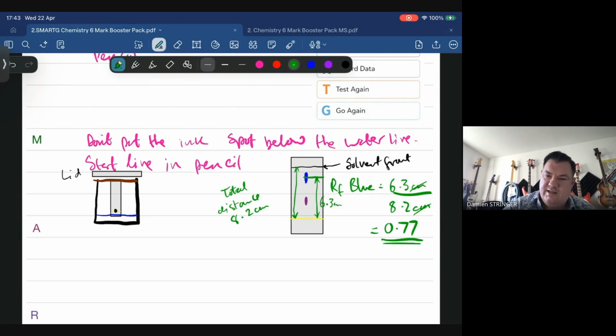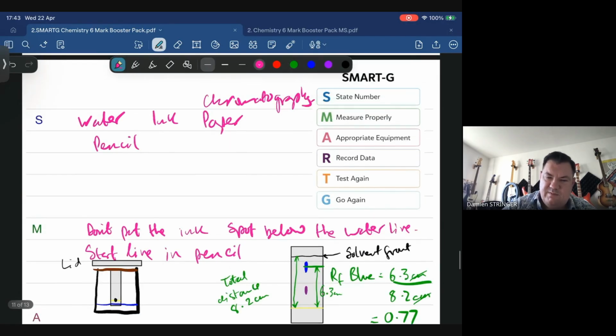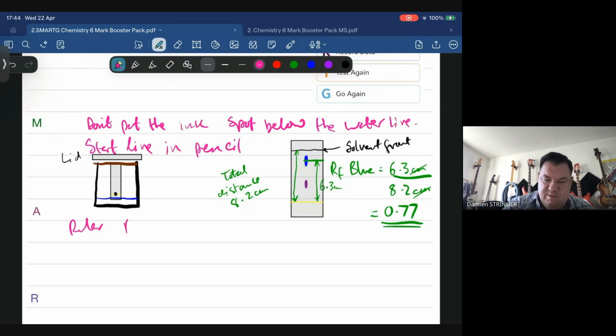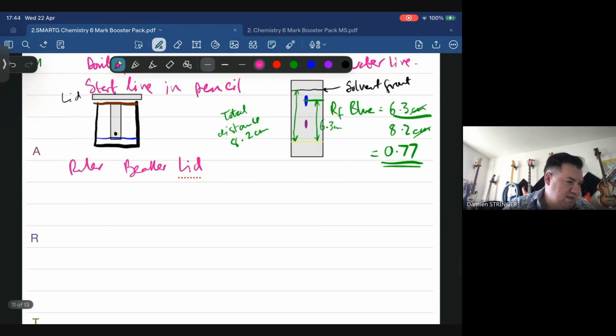Obviously, we need a ruler in there as well. Did we mention that? So apparatus: ruler, beaker, lid, important as well. And then we'd probably have to explain how to do the result. So I'll go through all that now.